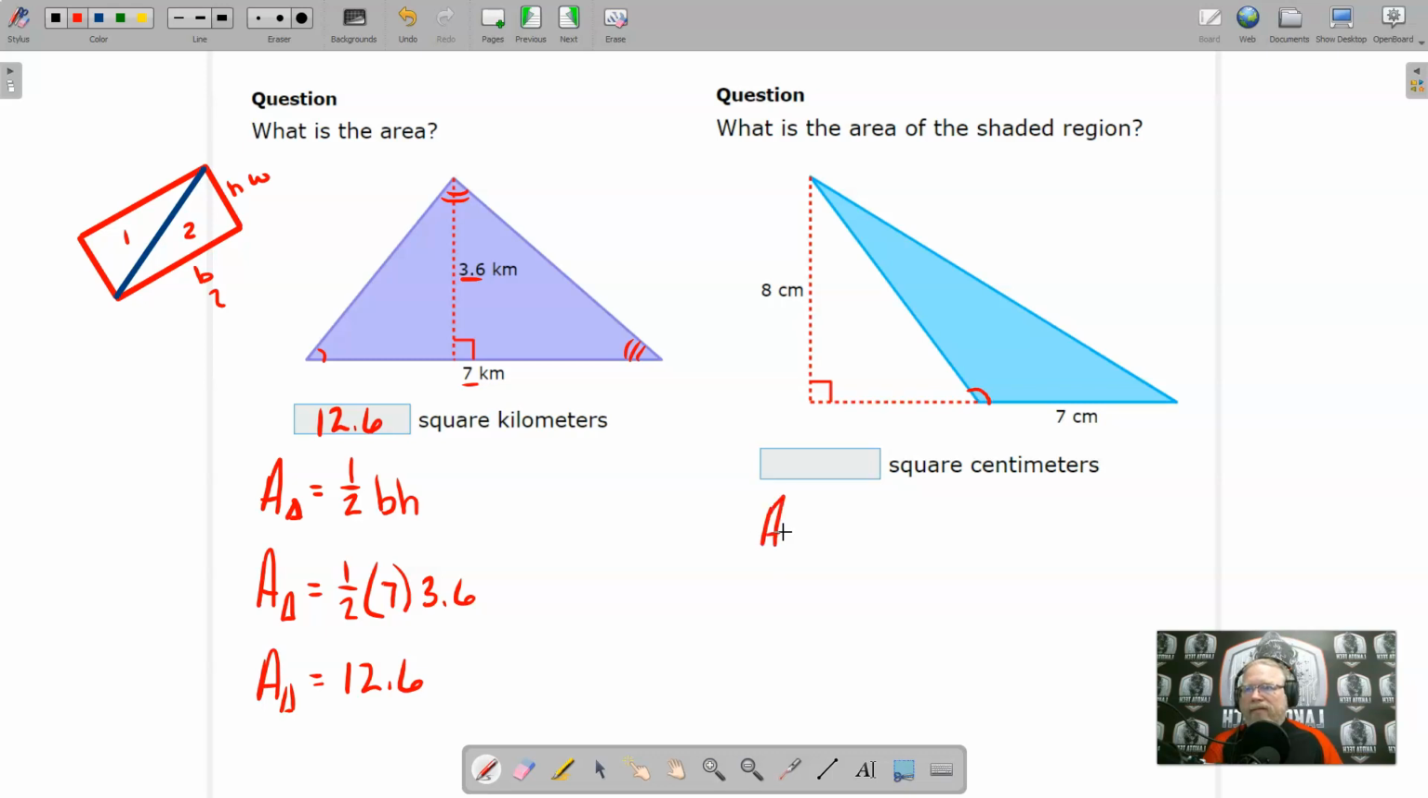So we're going to go ahead and use that formula. Area of a triangle equals 1/2 times the base times the height. So the area of this triangle is equal to 1/2, and the base is going to be 7 again. And the height this time is going to be 8. And this one I can do without a calculator because 1/2 of 8 is 4, and 7 times 4 is 28. So the area here is going to be 28.